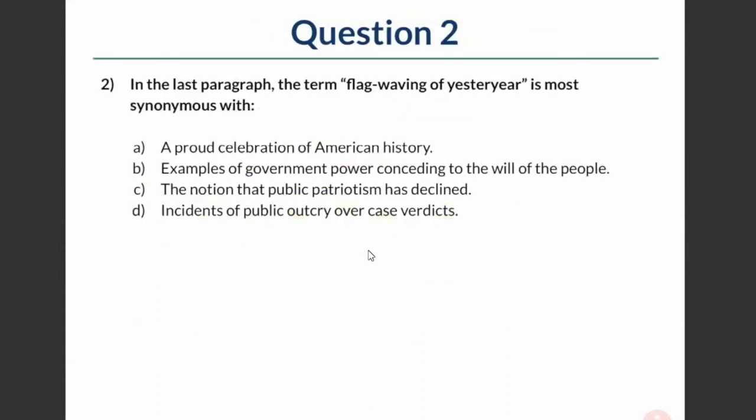Question 2. In the last paragraph, the term flag waving of yesteryear is most synonymous with A, a proud celebration of American history, B, examples of government power conceding to the will of the people, C, the notion that public patriotism has declined, and D, incidents of public outcry over case verdicts. All right, so if you get to this question and you think, okay, flag waving of yesteryear, I don't remember finding that in the passage at all, let's go back and take a look.